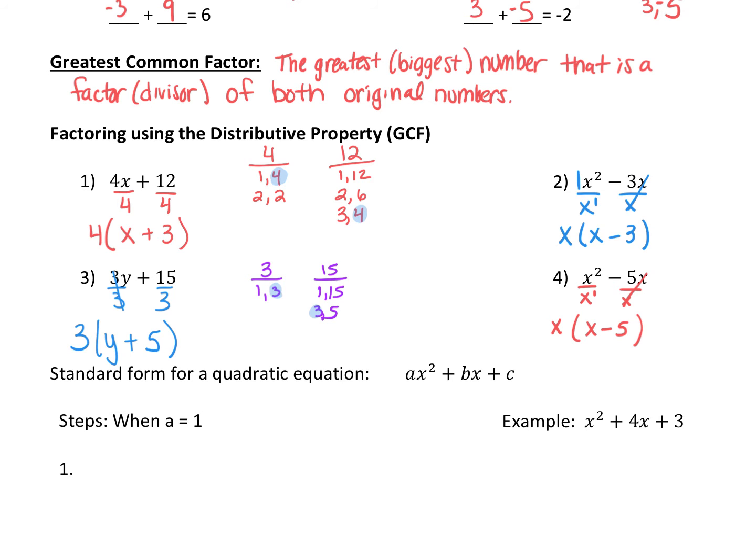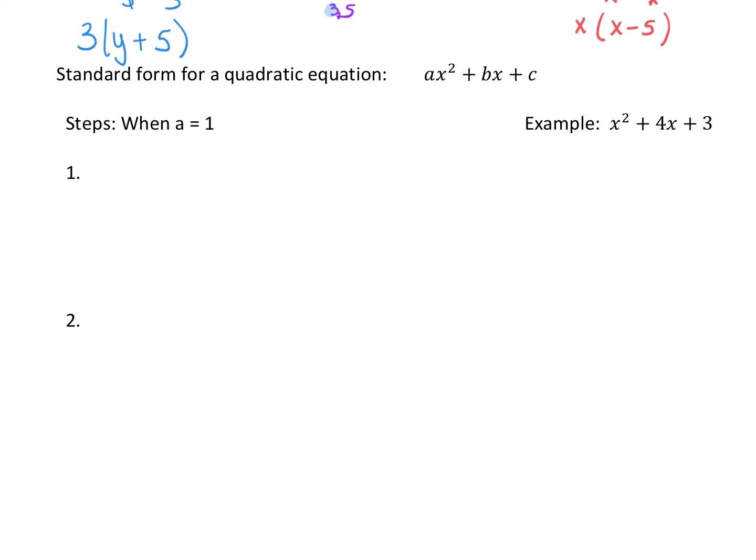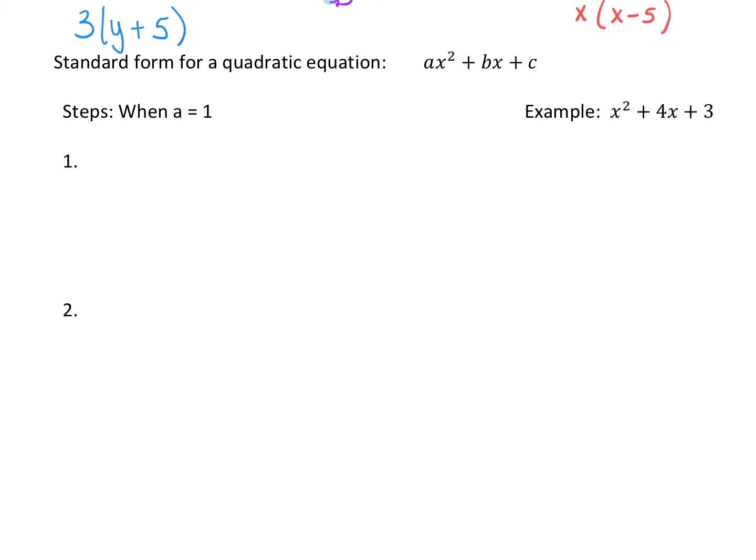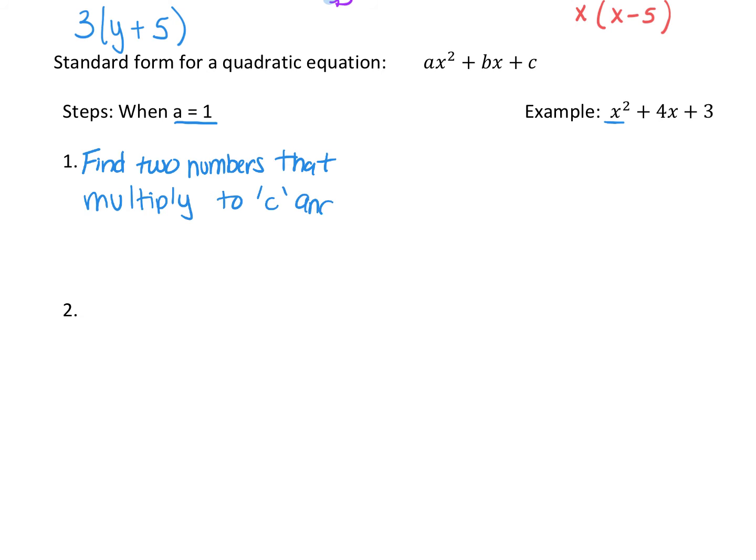All right, let's try another type of factoring. So now we're talking about factoring a standard form of a quadratic. So we have ax squared plus bx plus c, but we're going to focus on when my a is 1, meaning when there's nothing in front of my x squared. So when my a is 1, we are going to find two numbers that multiply to my c value and add to my b value.